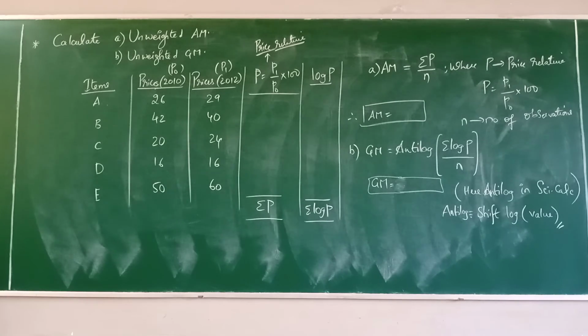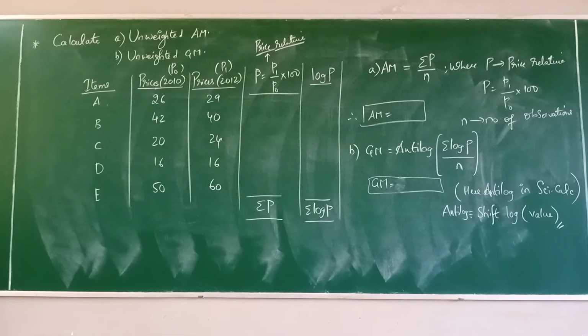Right? After substituting and calculating the P, you need to calculate the total of P. That total, sum of P, can be substituted in the known formula, that is arithmetic mean equals summation P by n, where P is nothing but price relative, that is P1 by P0 into 100, and n is nothing but the number of values or number of observations, items. And then geometric mean also the same way.